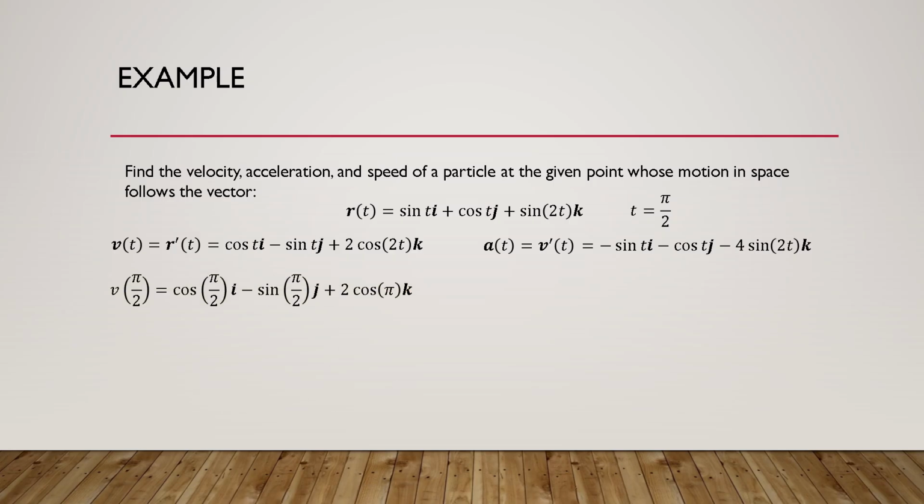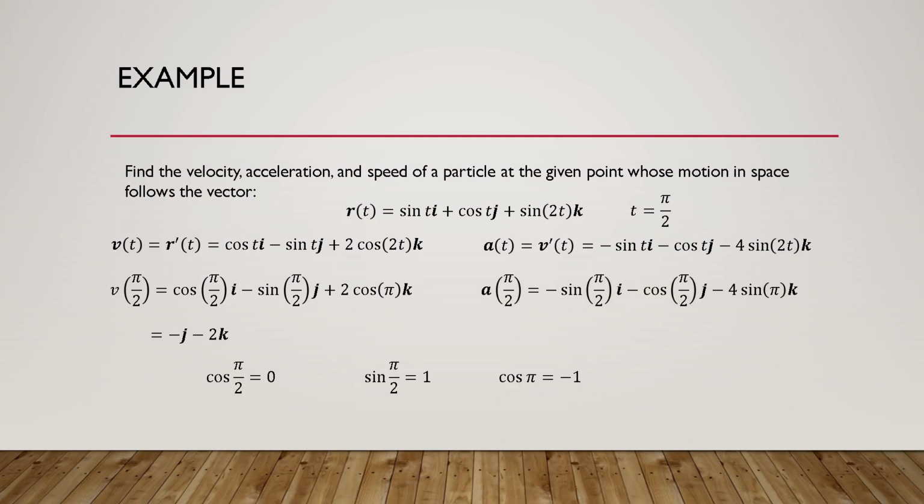v of pi over 2 equals cosine pi over 2 i minus sine pi over 2 j plus 2 cosine pi k. Cosine pi over 2 equals 0, sine pi over 2 equals 1, and cosine pi equals negative 1. Therefore, the velocity vector is negative j minus 2k.